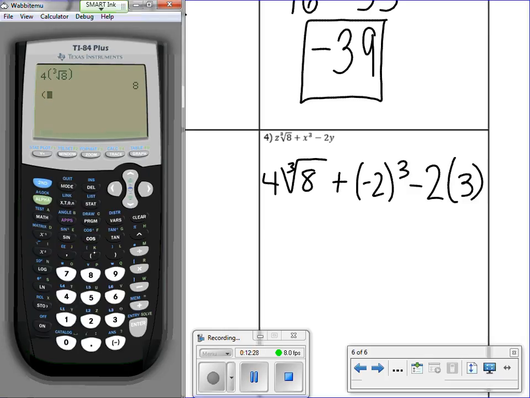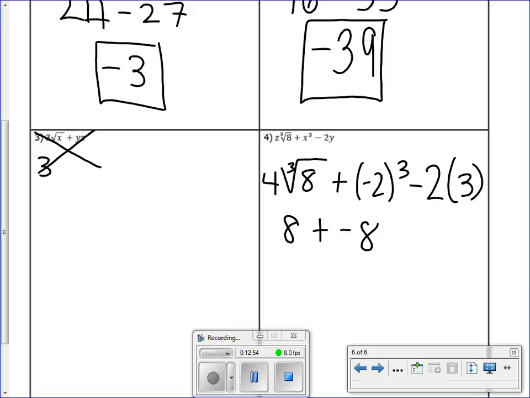Now I'm going to plug in -2, parenthesis, -2. Right here, our little caret is what we use for our exponent. And we plug in a 3, and I'm going to press enter. So right now we have 8 plus -8. And then last but not least, 2 times 3, which is 6. So we end up getting 8 plus -8 minus 6. So I just carried down the minus sign there. Well, 8 plus -8 is 0, minus 6, and 0 minus 6 is -6. So your answer is -6.